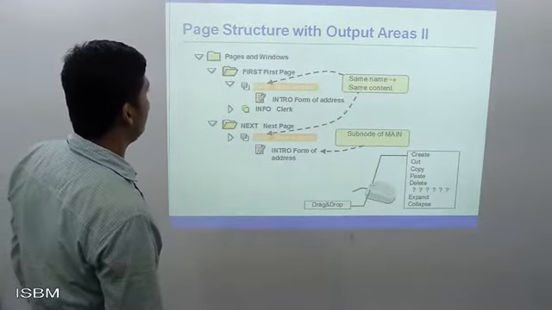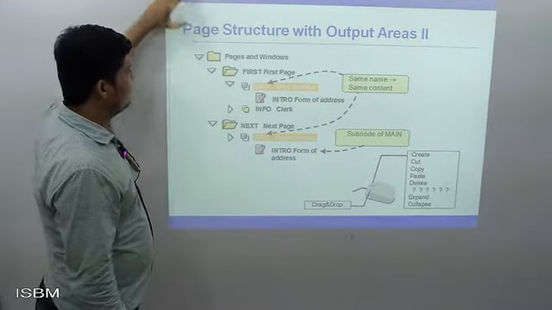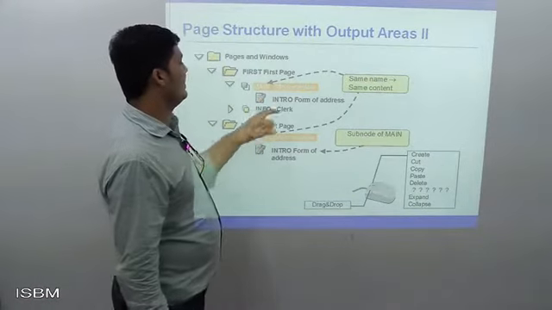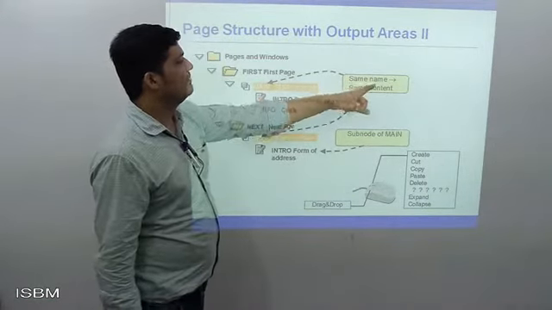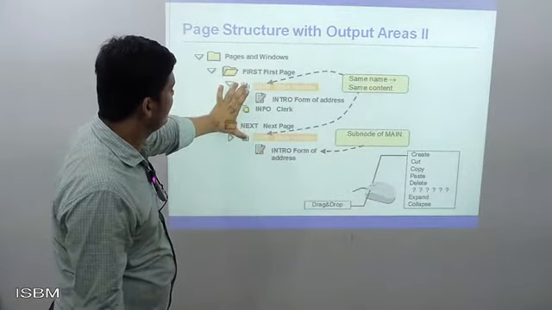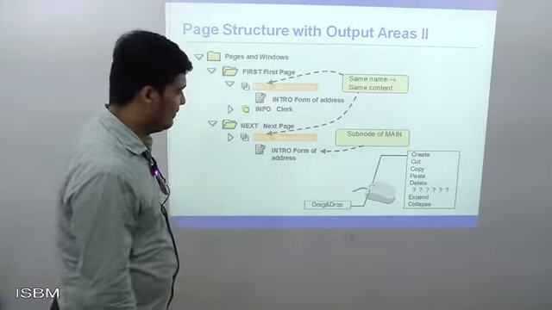So you can see the page structure with output area. So how is it running? We have a first page and window. We have the first page, then we have a main page over here. You can see the intro form of the address, the same name and same content over here. You can see the two main windows we have created.